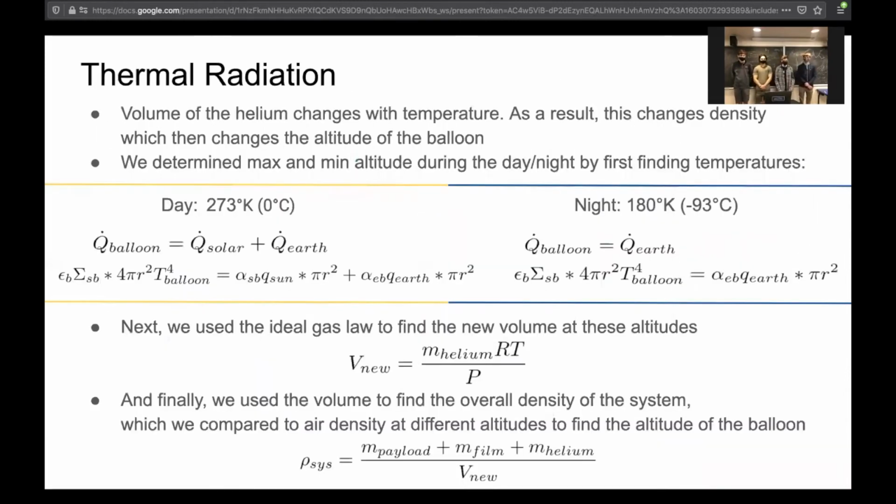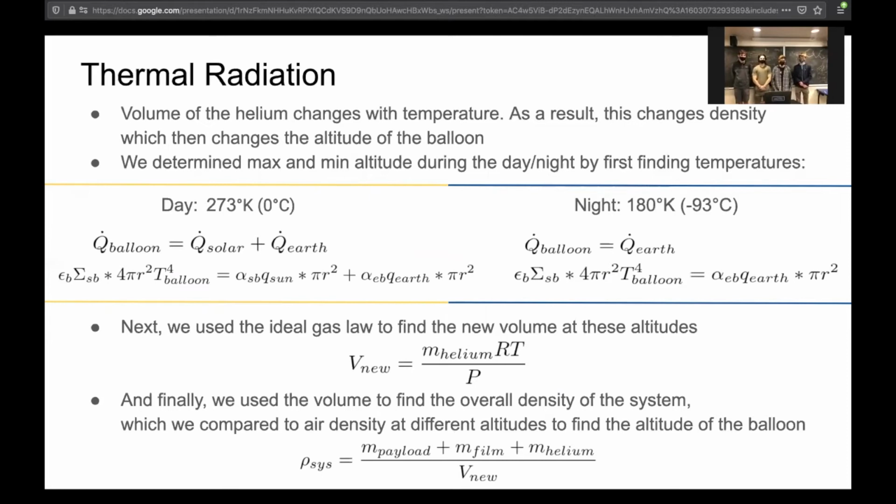Now, as everyone knows, temperature changes throughout the day and the night. So because of that temperature change, we had to do some thermal radiation analysis. And as we saw in the scale model, when we heated up a balloon, it increased the volume of the balloon, which then increased the altitude.